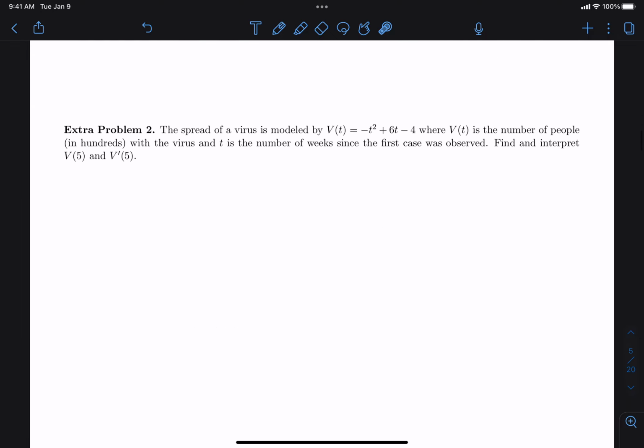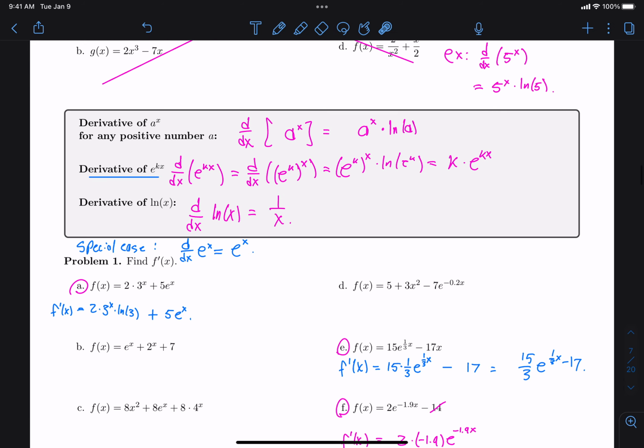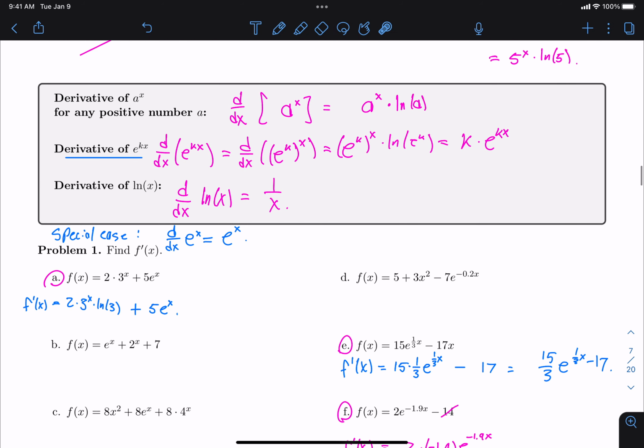And the other rules we learned were derivative of a to the x, okay? So the derivative of a to the x, so a is just a number, is going to be a to the x again, but times ln of a, okay? Times ln of a. And the derivative of e to the kx is just k times e to the kx, okay? So you just multiply by that power there, okay? And finally, we learned that the derivative of the natural log function is 1 over x. So these are the rules that we've learned so far.